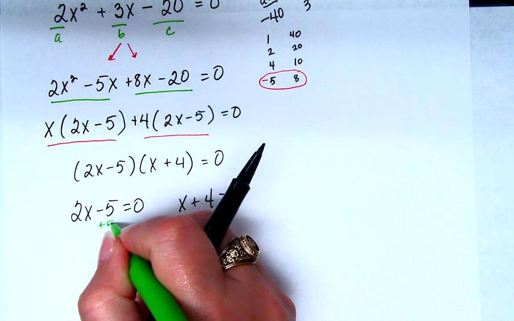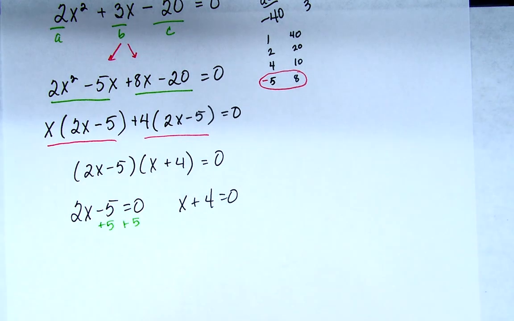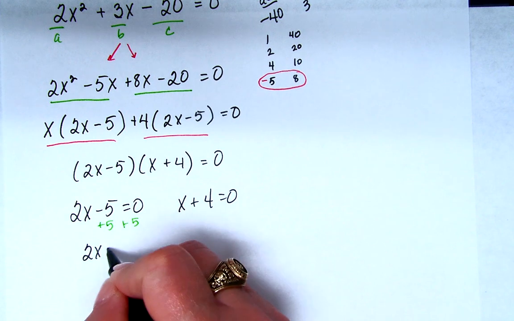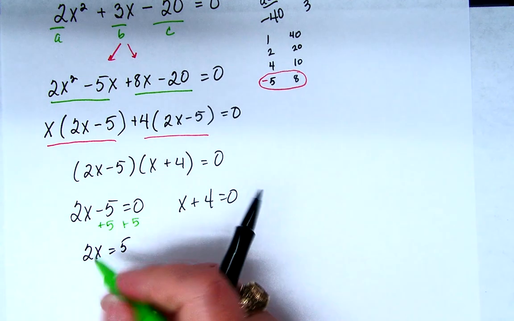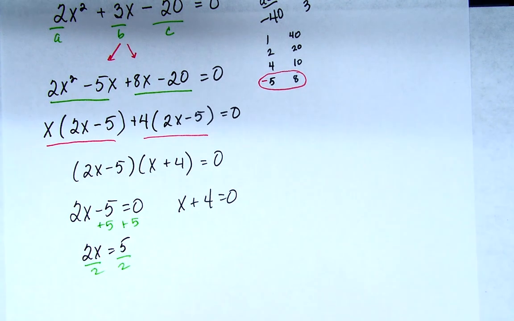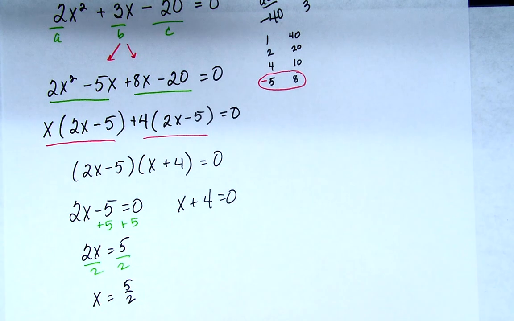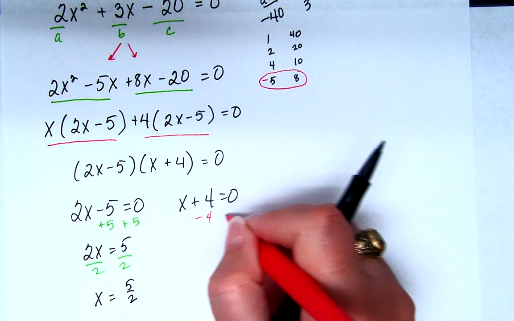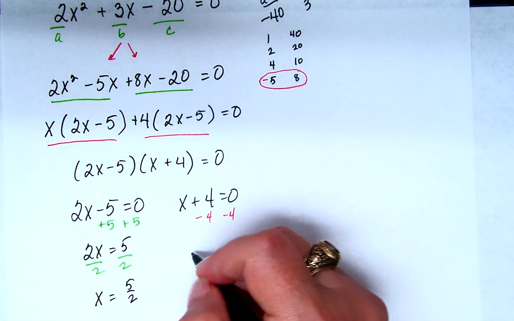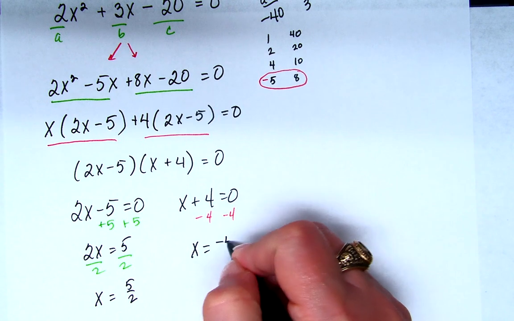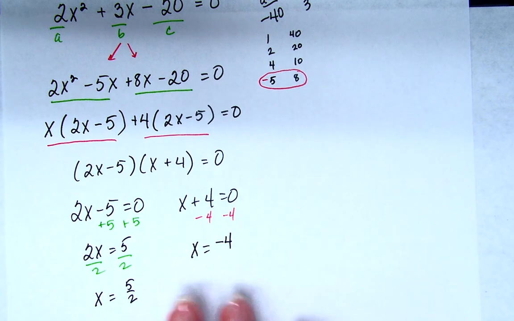Add 5 to both sides. 2x equals 5. Divide both sides by 2. X equals 5 over 2. Subtract 4 from both sides. X equals -4. Is that my answer? No? We'll plug them in, right?